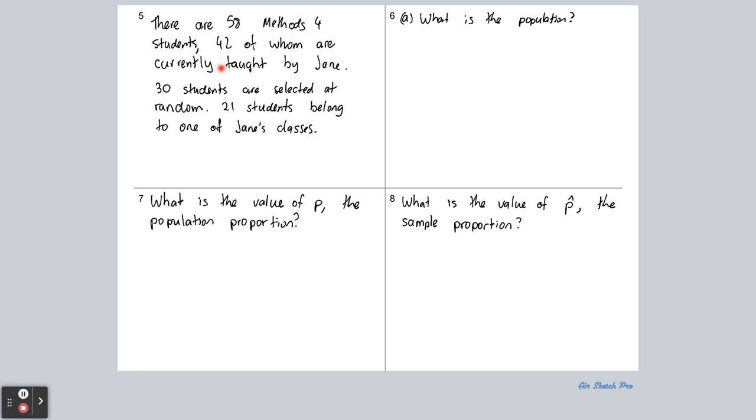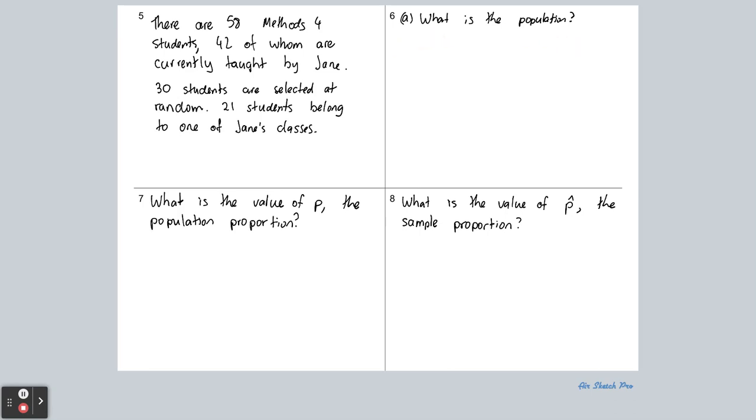These are real numbers. There are 58 methods students, 42 of whom are currently taught by Jane. 30 students are selected at random. So maybe I've got a spreadsheet of all your names and I put a random generator onto it, like I showed you in class, and then I pick the top 30 students based on ordering the random numbers. Now, when I look at that list, 21 of those students belong to one of Jane's classes. So question A is, what is the population?